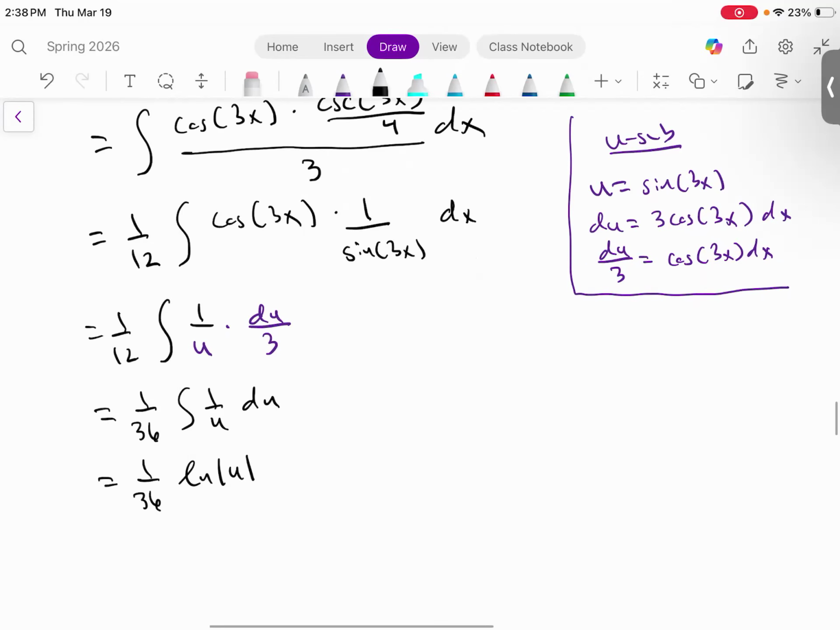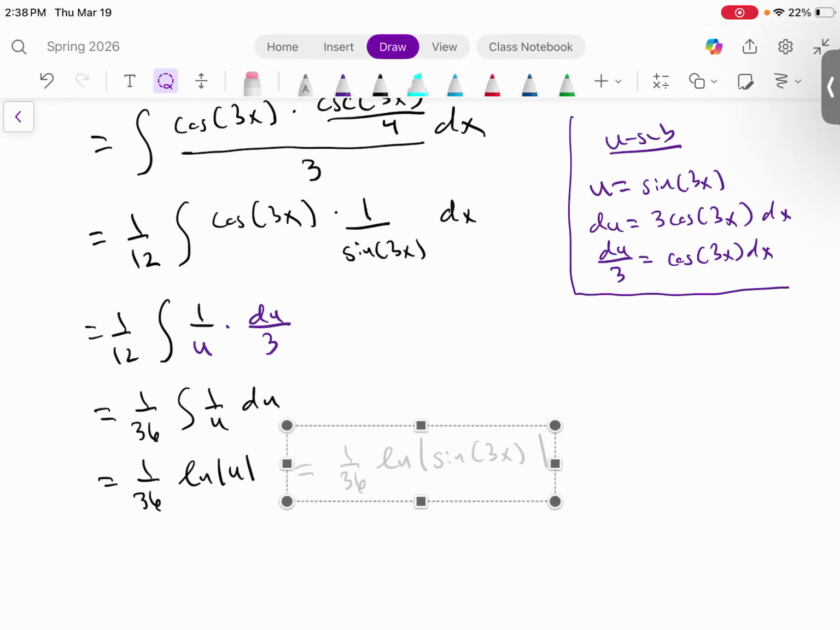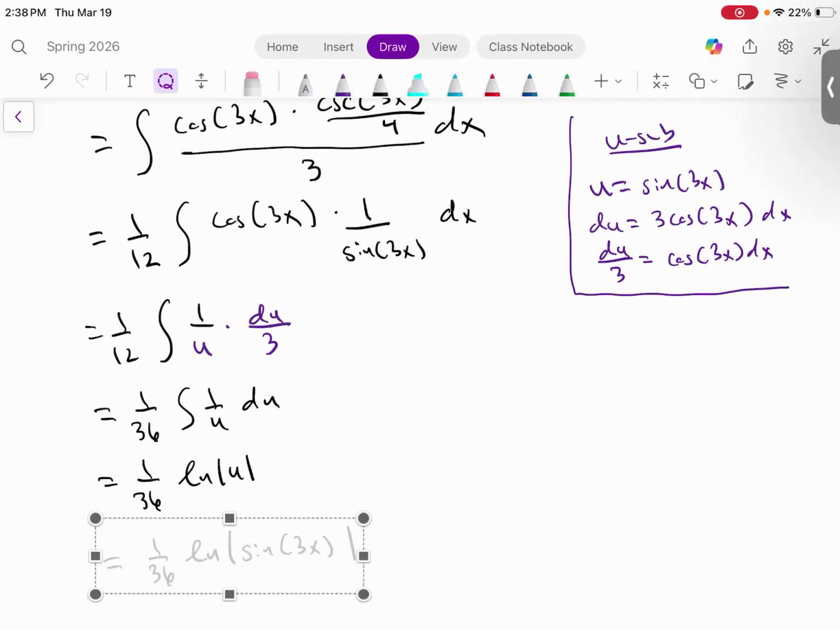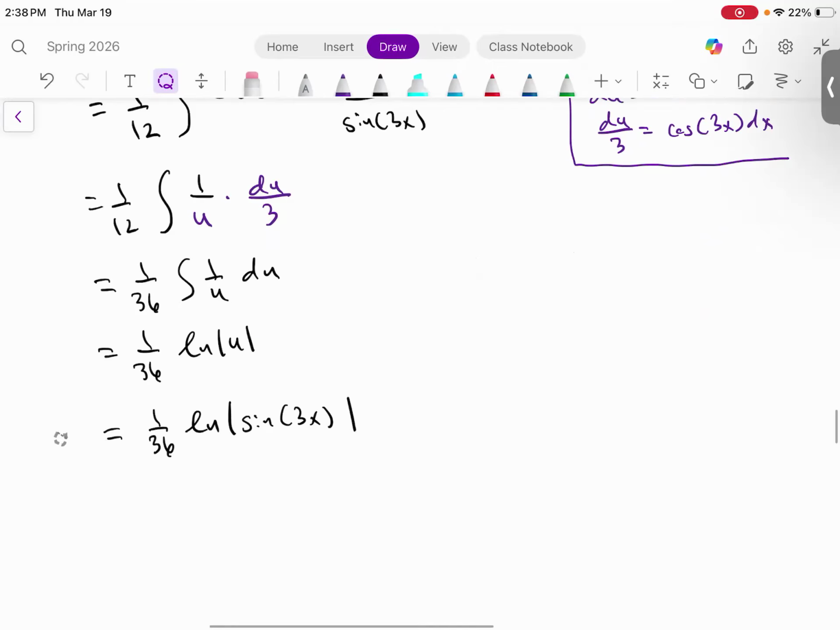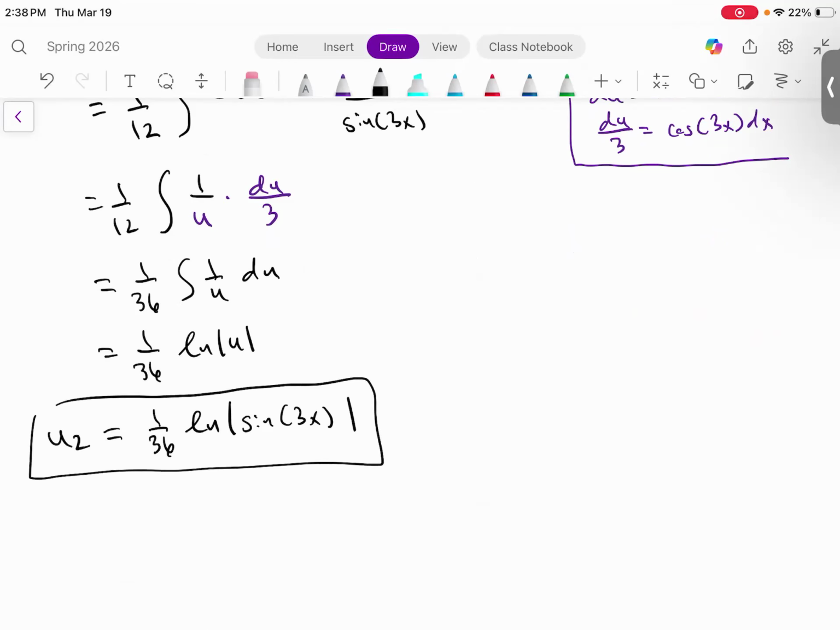We don't need constants here in variation of parameters, in case you were wondering that. It doesn't matter in this situation. So this would be 1 over 36 natural log absolute value sine of 3x. So let me bring this down here. Okay, so u2 equals this.